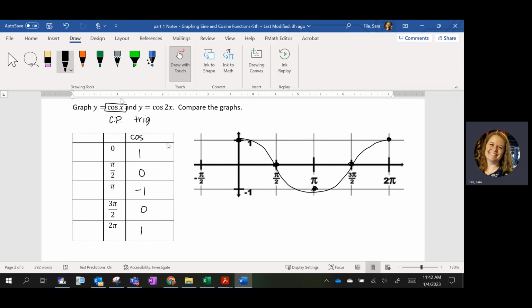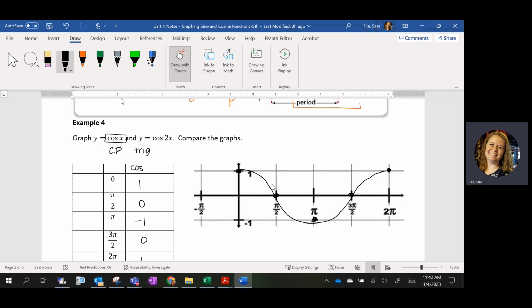Now, there's not a column to the right because there's no amplitude that I need to multiply by. There's no a value here. It's an understood 1, so I don't have to worry about multiplying. I'm going to write that out: A is an understood 1. So the amplitude is just going to be 1. No change. There's no negative. It's not going to reflect. So no change based on A.